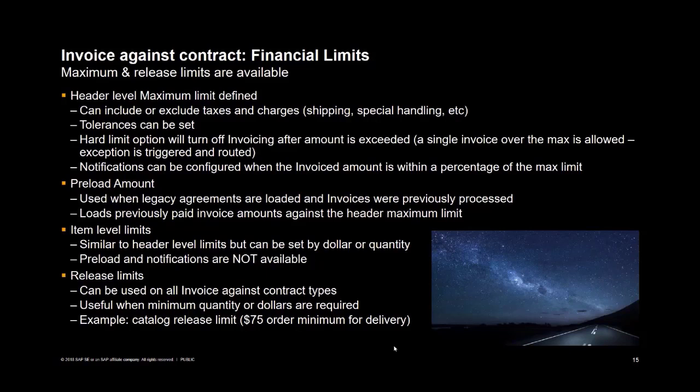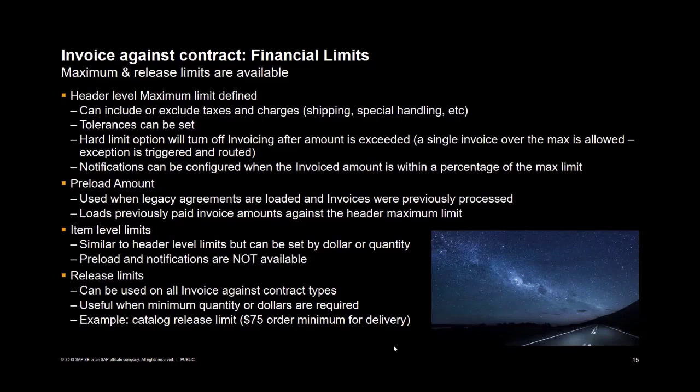Then you also have your item level limits. So once you get past the header limits, on the actual items, you can set limits by dollars or quantities. And so if I have professional services or some type of services contract, I could set it and say, I only want 1,080 hours, and that's going to be a hard limit. They can't invoice me for more than 1,080 hours on this line limit. And so sometimes you'll do line limits, sometimes you'll do the aggregate limits.